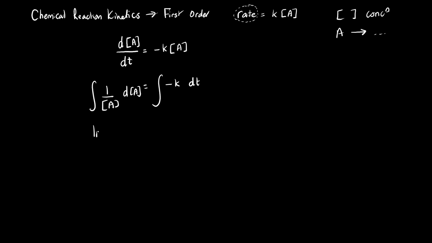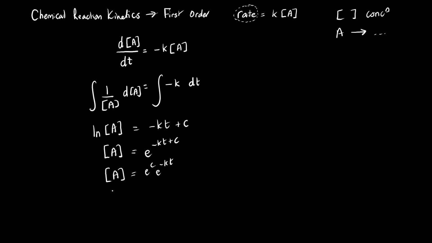1 over A integrates to ln A, and I've got minus kt plus c. To rearrange it for A, I've got e to the minus kt plus c. So we have A is e to the c, e to the minus kt. And I'm not going to call e to the c A, to avoid confusing it with the reactant, so I'm just going to call it B temporarily.